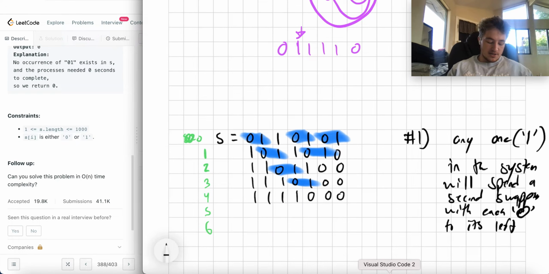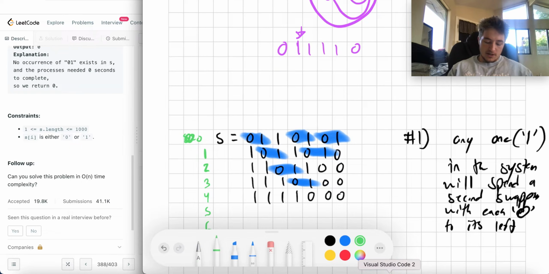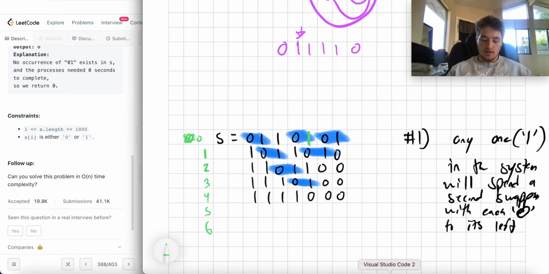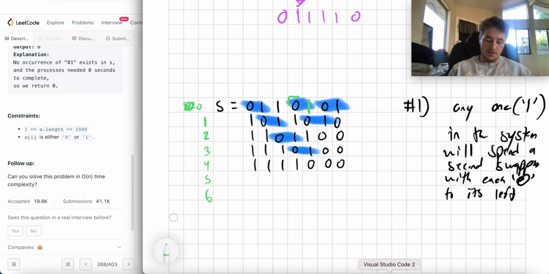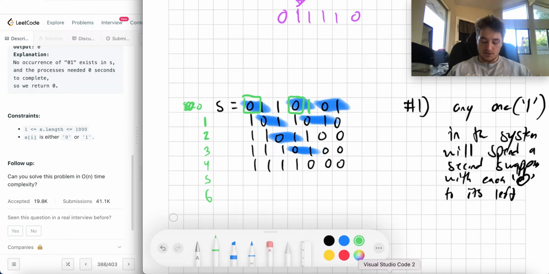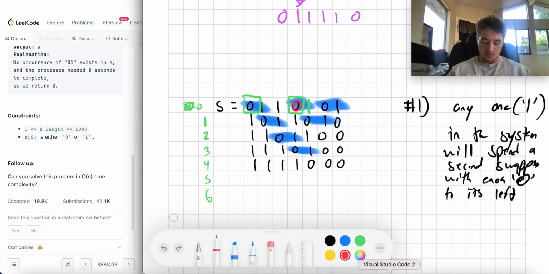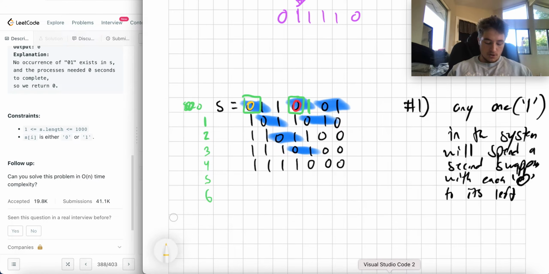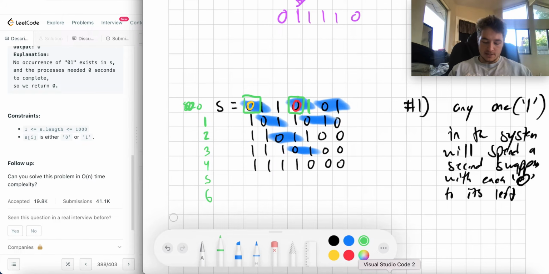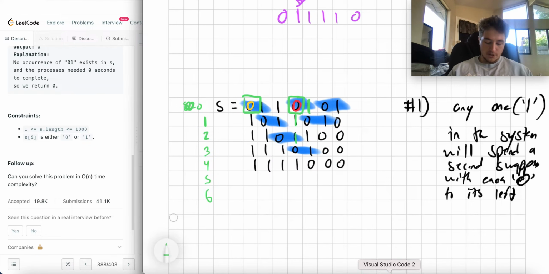So if we look at a single 1, like this 1 here, this 1 is going to have to swap with this 0 and this 0, and it has to do each of those swaps. It's going to take a second to do each of those swaps. So let's color these 1s and 0s so we can see how this is supposed to work. Let's follow this 1 down its path. So it starts here, then it goes here, then here, then here. That's the path that this 1 takes down the system.